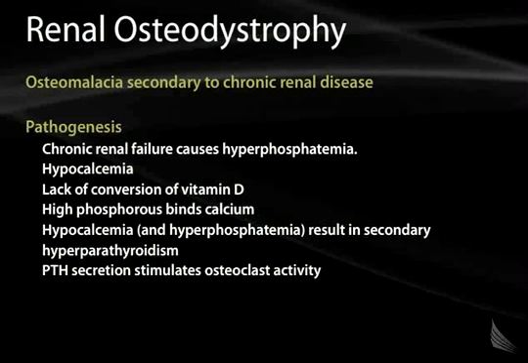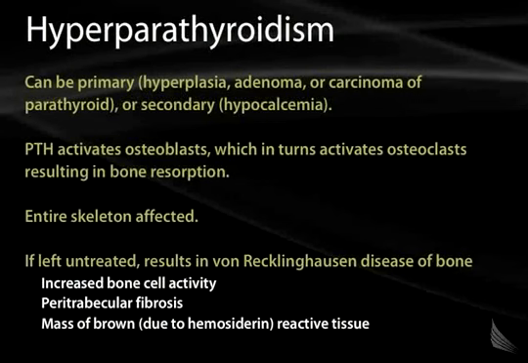This hyperphosphatemia leads to hypocalcemia due to the high phosphorus binding calcium and a lack of conversion of vitamin D. This combination of hypocalcemia and hyperphosphatemia results in a secondary hyperparathyroidism. The PTH secretion from the secondary hyperparathyroidism stimulates osteoclasts, and you have further bone resorption. Now, this sort of effect can be primary or secondary. The PTH will also activate osteoblasts, so you end up with the entire skeleton being affected by this, what will end up being overall resorption of bone.